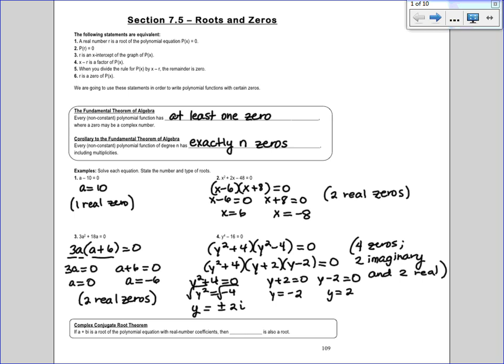Okay, the last thing on this page, it says the complex conjugate root theorem. It says if a plus bi is a root of the polynomial equation, then a minus bi is also a root. And this just goes to our positive 2i and negative 2i. If one was a solution, the other one's a solution. That's all that's saying. They go in pairs, and they're called conjugates.